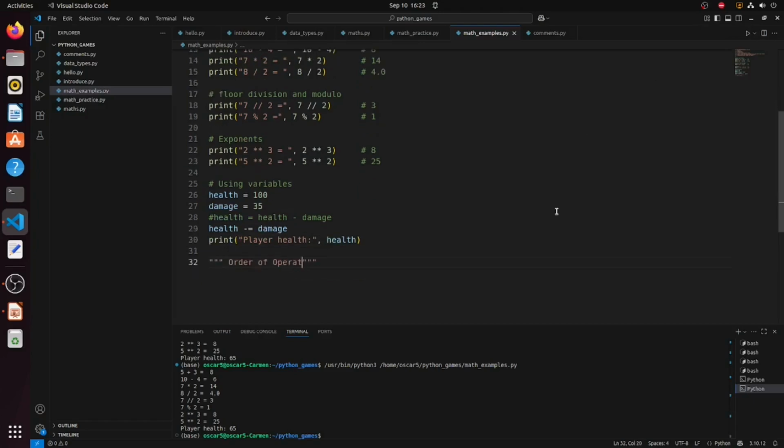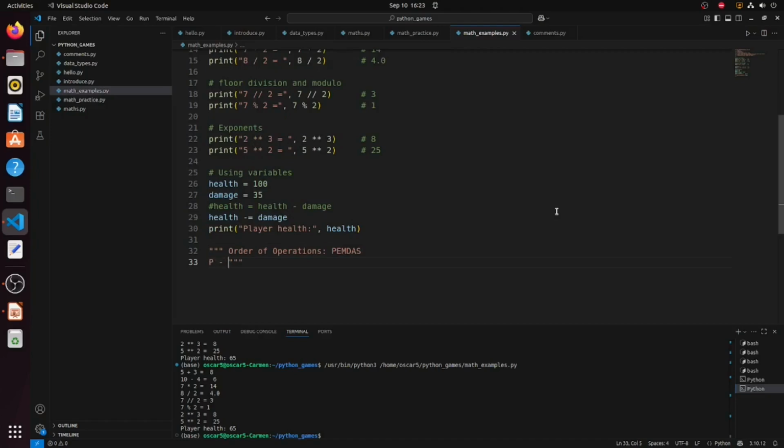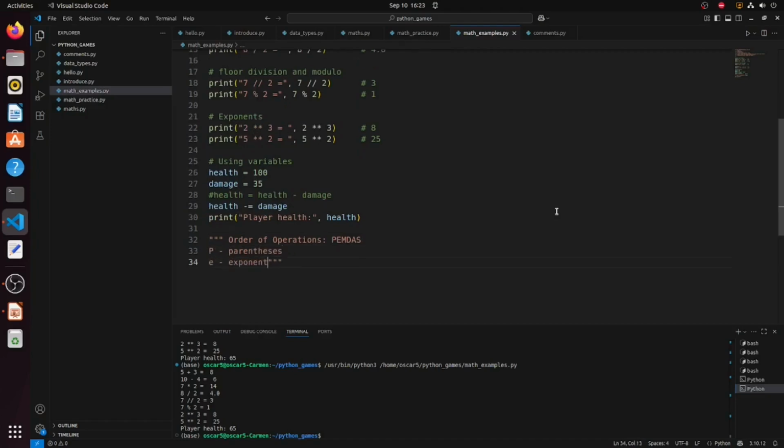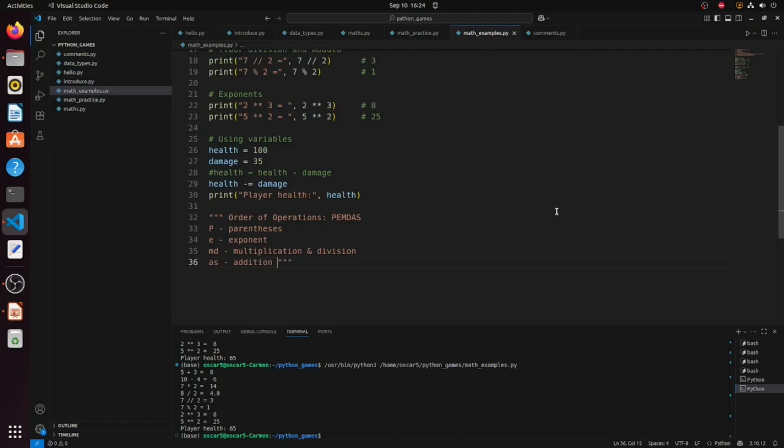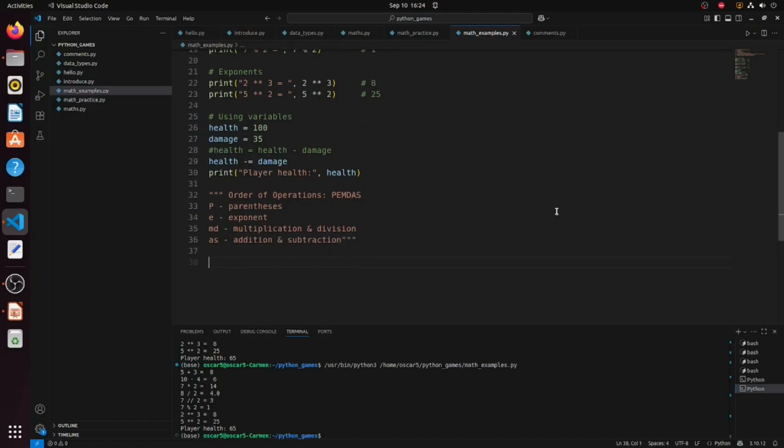Now let's move on to the order of operations in Python. Python follows the PEMDAS rule. PEMDAS. That's parentheses first, then exponents, then multiplication or division, then addition and subtraction. Let's look at the following example. Print 2 plus 3 times 4.